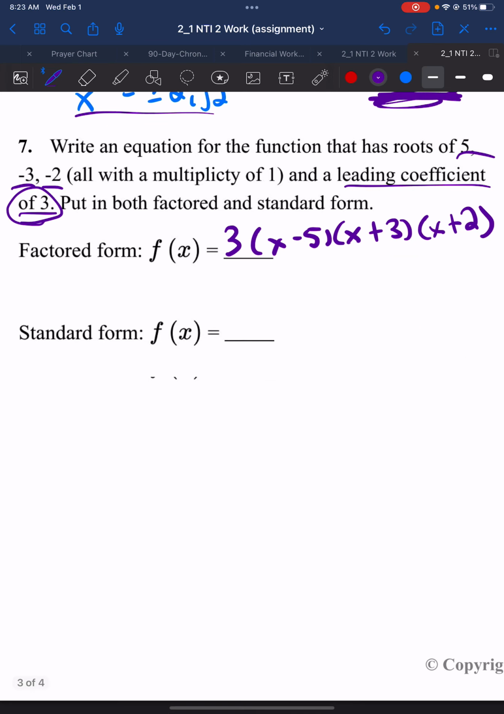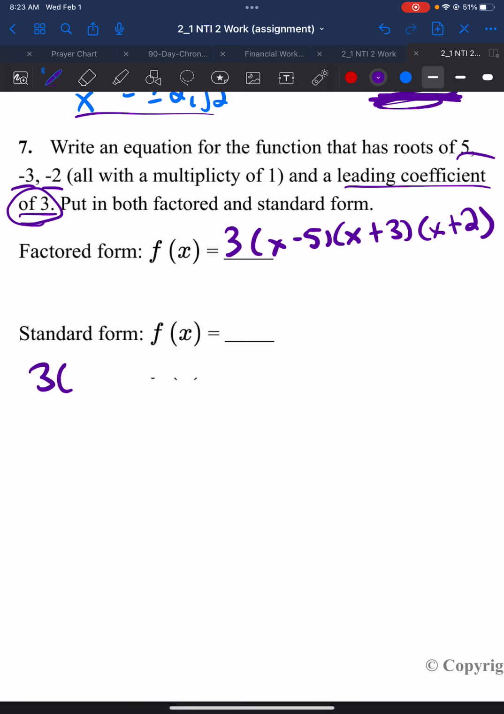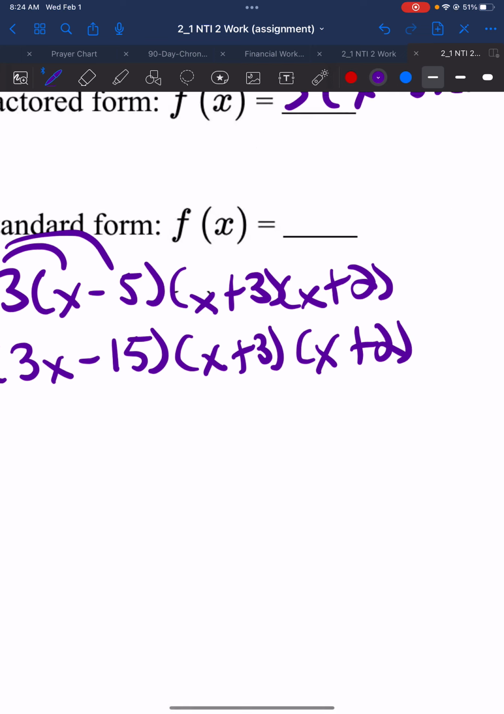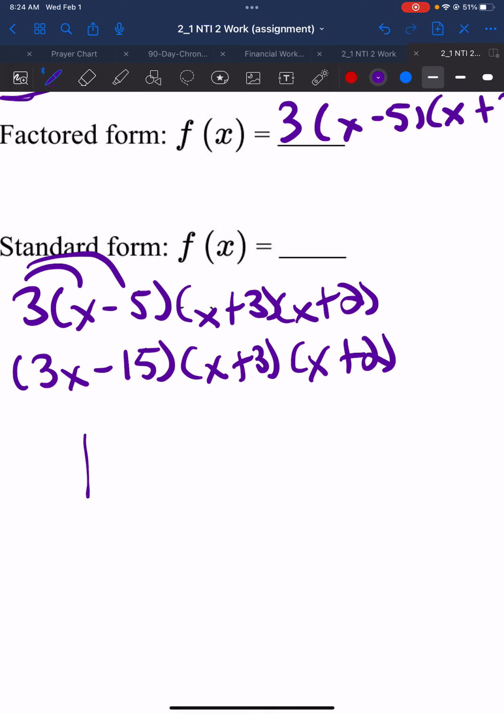So to go to standard form, you just write it out and multiply it in. What I would recommend doing, go ahead and multiply that first one in here, and it just goes like that, 3 into the first thing. So 3x minus 15, x plus 3, x plus 2. Now, what's important here is you've just got to do the box method twice.